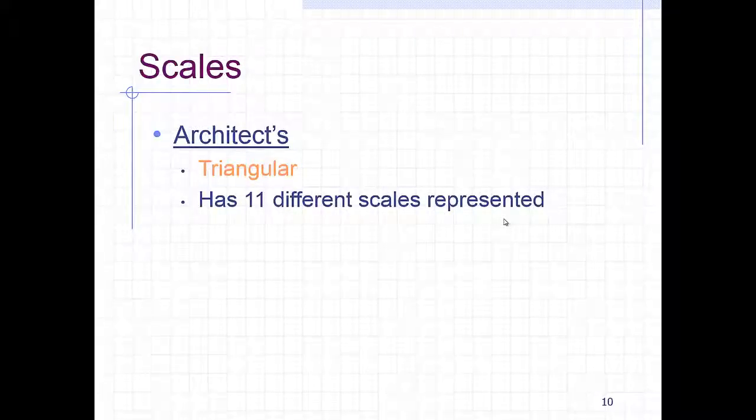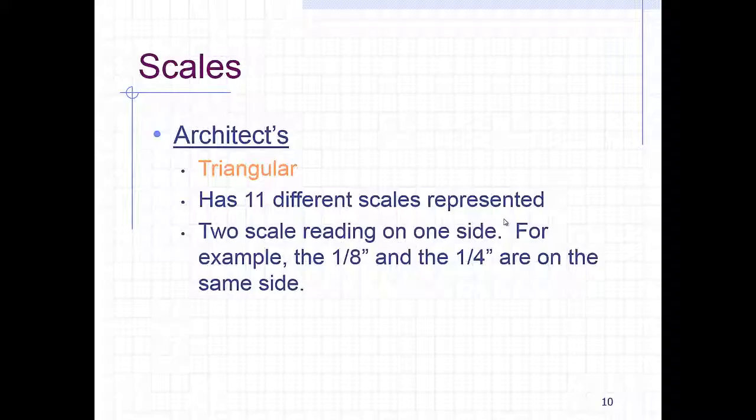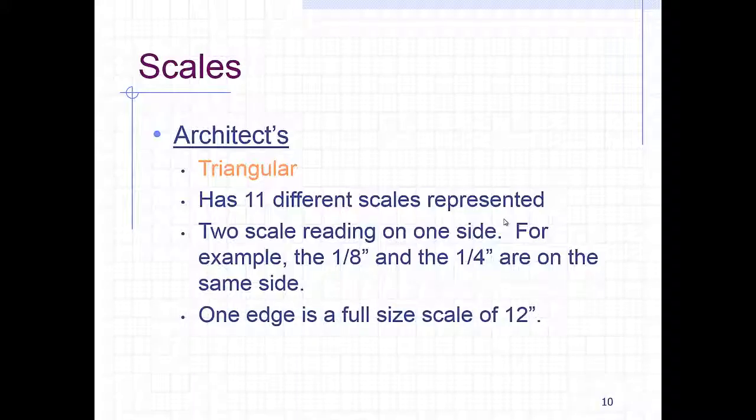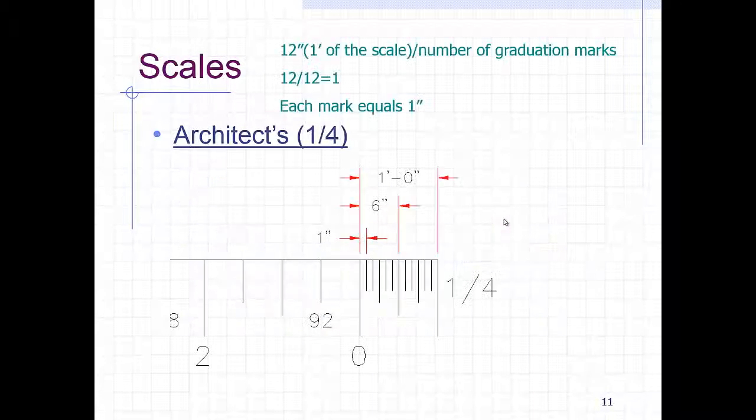So we've got 11 different scales represented on those 6 sides. And on many of the sides, there's 2 scales, depending on if you read from the left side or the right side. So we'll look at that more in just a moment. So here is a close-up example of what the architect scale looks like.